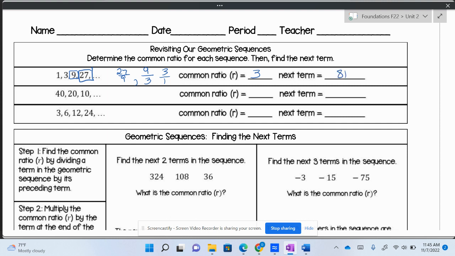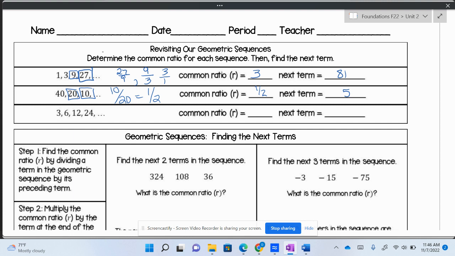Awesome job. So let's see. I'm going to just take the last term, 10, and divide it by the term before that, 20. And that's how I know that this is 1/2. That's how you can kind of see where the fraction comes in. Okay. 1/2. My common ratio is 1/2. So if I want to find the next term, what is half of 10, Antoine? 5.